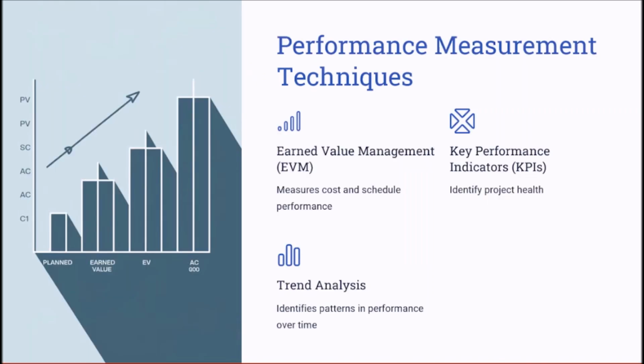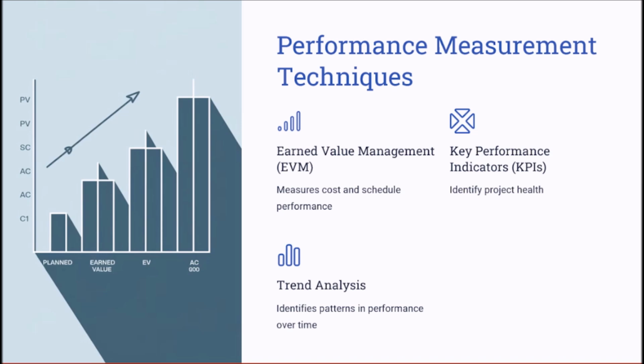Performance measurement techniques. Several techniques are used in measuring the project performance. This includes the earned value management, which we are going to cover in detail in the monitoring section. The EVM provides insight into the cost and schedule variances. Also KPIs help to assess the productivity and efficiency, while trend analysis identifies the patterns that can signal a potential issue before they become critical.